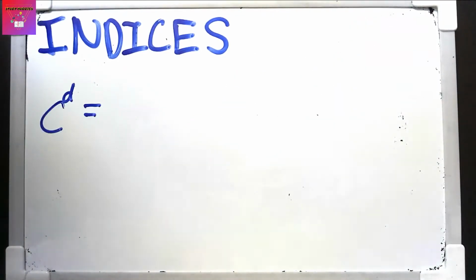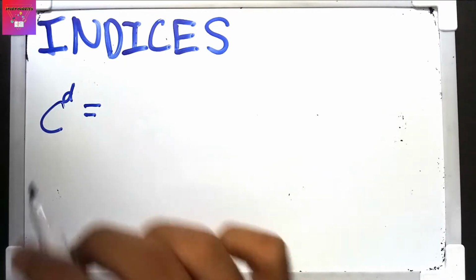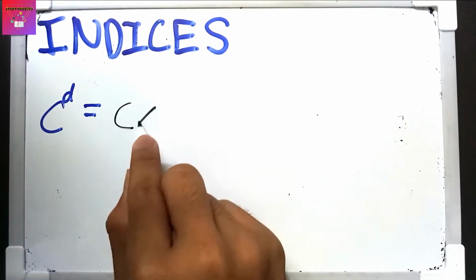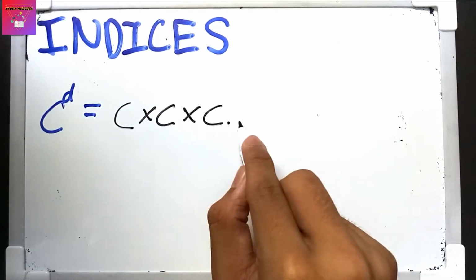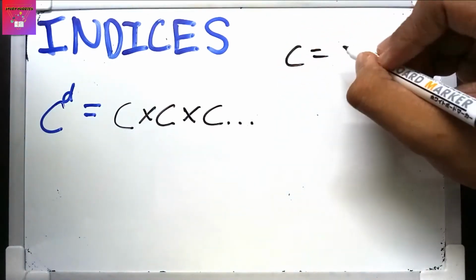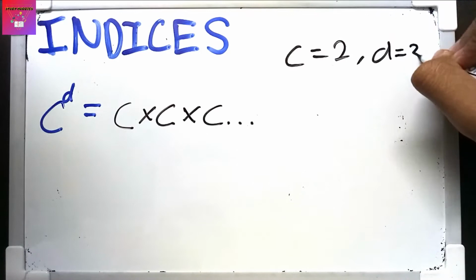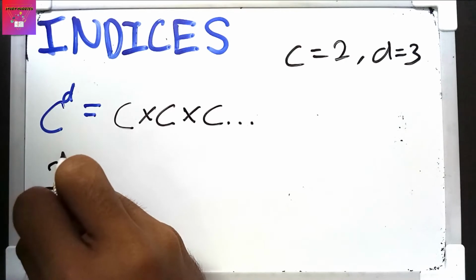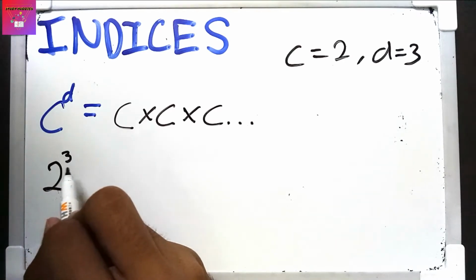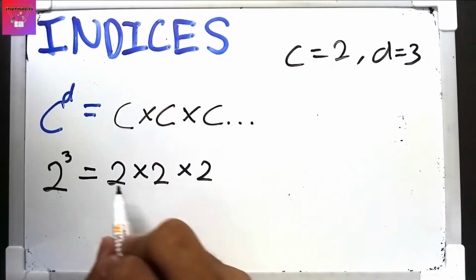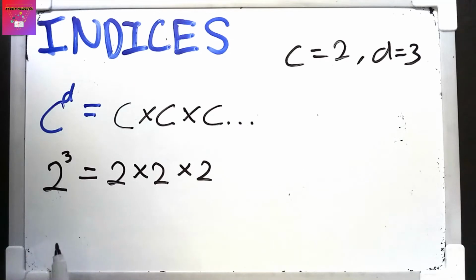Let me explain. As I mentioned just now, let's take C to the power of D. Just to remind, C is the base and D is the index. This means that C will multiply itself again and again for D times. Let's take an example. Let's say C is 2 and D is 3. I'll substitute them here. So it is now 2 to the power of 3, which equals 2 times 2 times 2. So we are multiplying 2 three times. That's what index means.